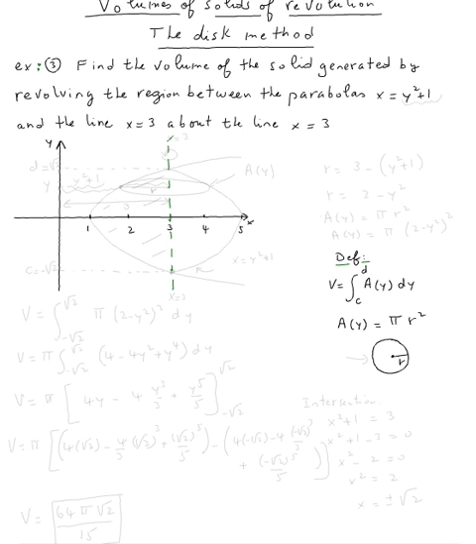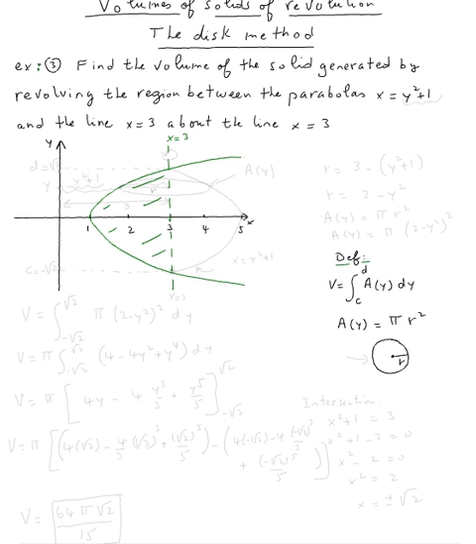This is the line x equal 3, and the parabola x equal y squared plus 1 looks like x equal y squared shifted to the right 1 unit. So the vertex starts from here, right? But we're only interested in this region, from 1 to 3.